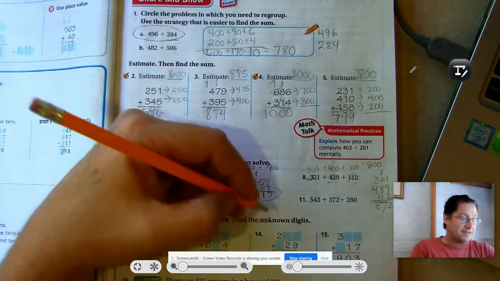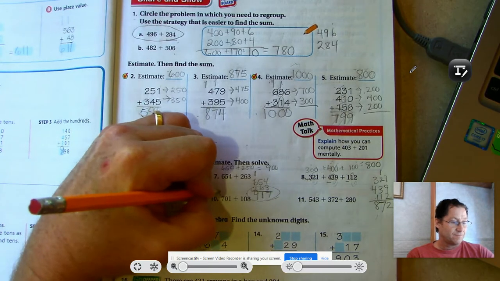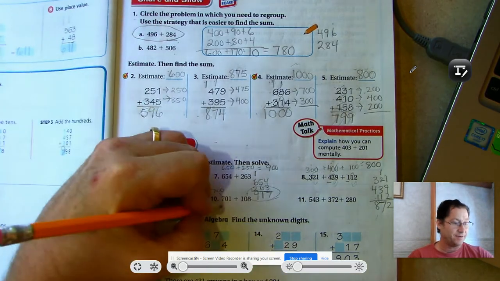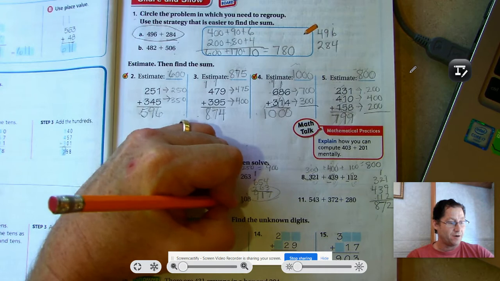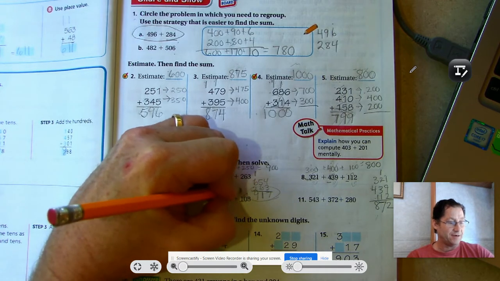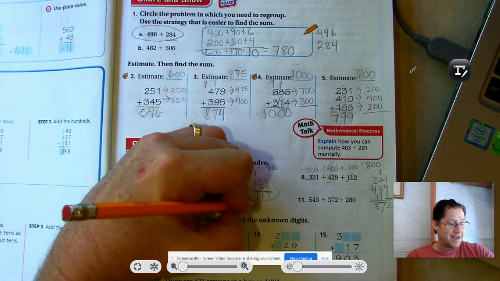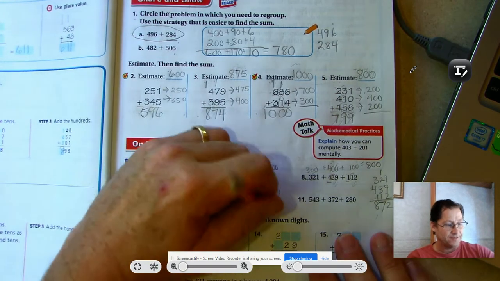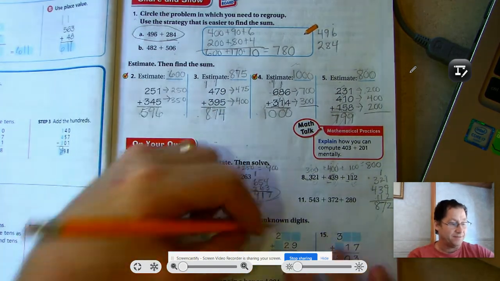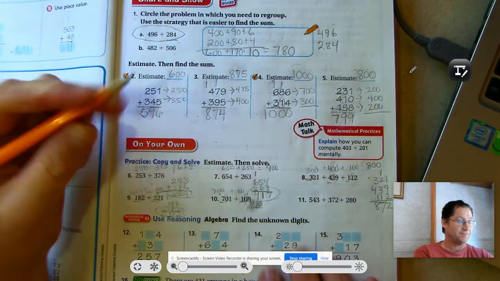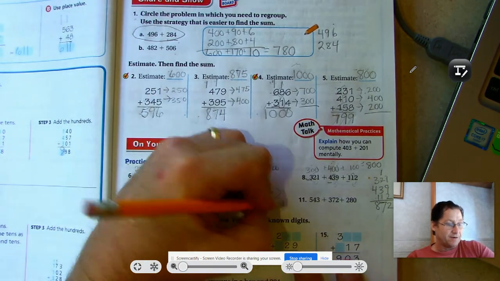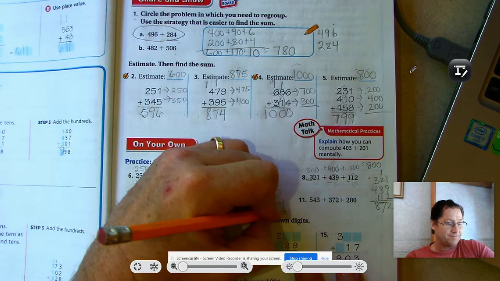Okay, number 10, 701. It makes sense to use 700. And 108, I'm going to make that 100. So I should expect an answer close to 800 as my estimate. That's my estimate. Stack the numbers, 701 plus 108.